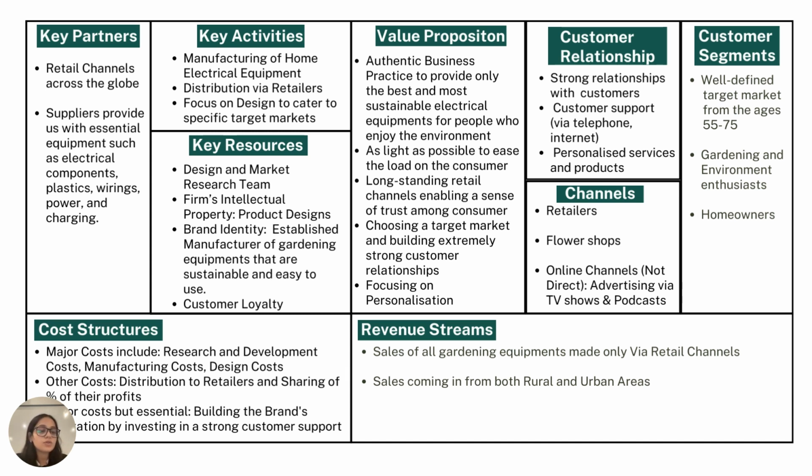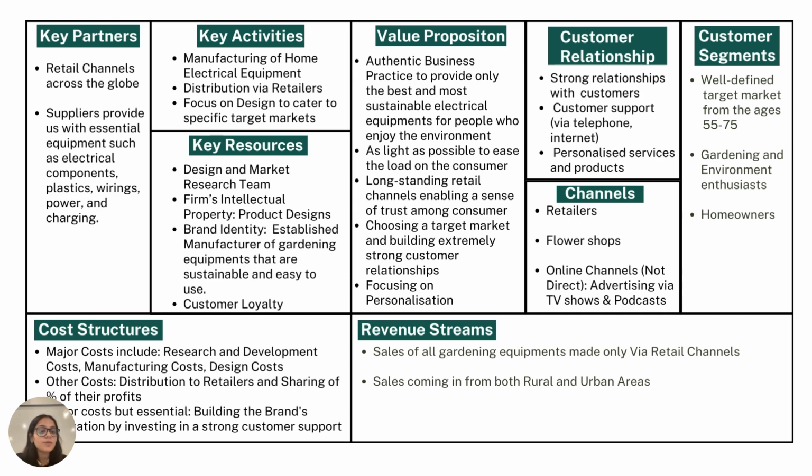Some of the key resources that FW3 has are a design and market team, along with the intellectual property, which includes product designs. Another key resource is their brand identity, which is established and brings a lot of customer loyalty. Moving on to the cost structure, the main costs include research and development, manufacturing costs, and design costs. Some other costs include distribution to retailers and sharing a part of their profit percentage.